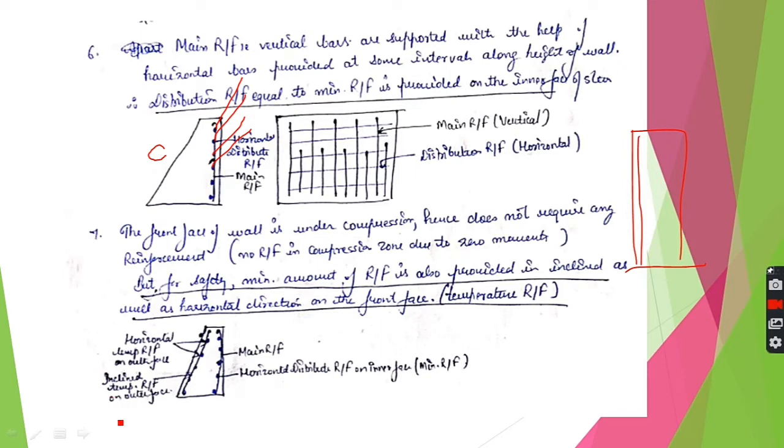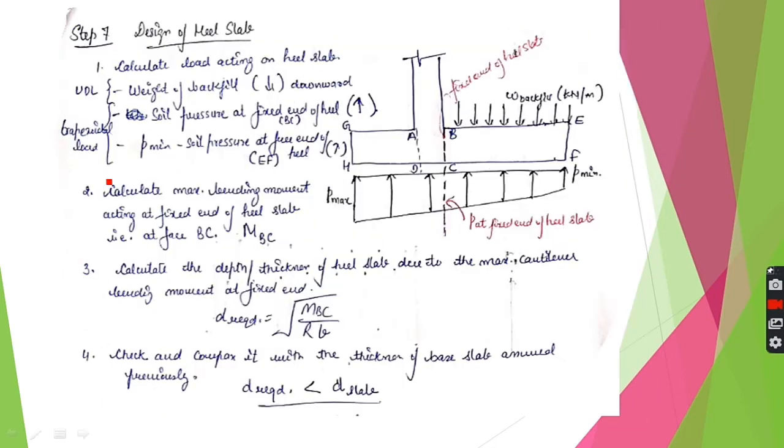So we have four types of reinforcement in stem: main reinforcement on inner side, horizontal reinforcement on inner side, and the distribution or temperature reinforcement, that is the inclined as well as the horizontal reinforcement on the front side or the outer side. So this is the design of your stem. Now next is the design of heel slab.